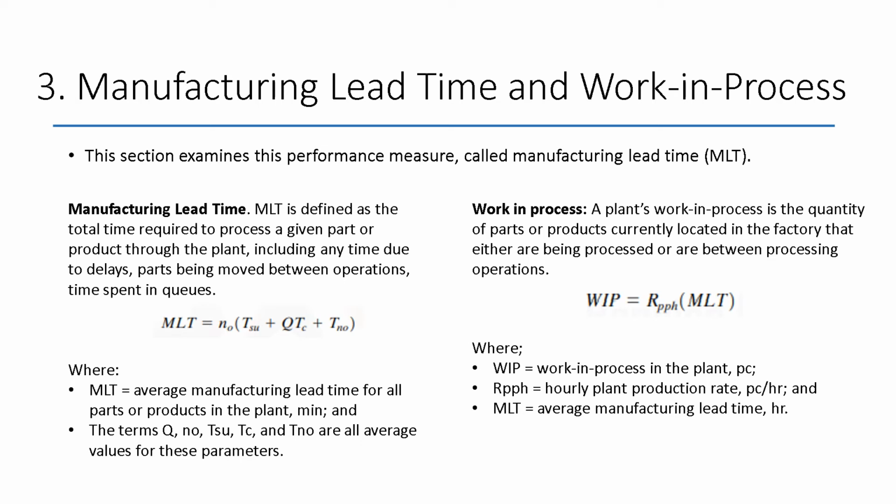Work in process: a plant's work in process is the quantity of parts or products currently located in the factory that either are being processed or are between processing operations.